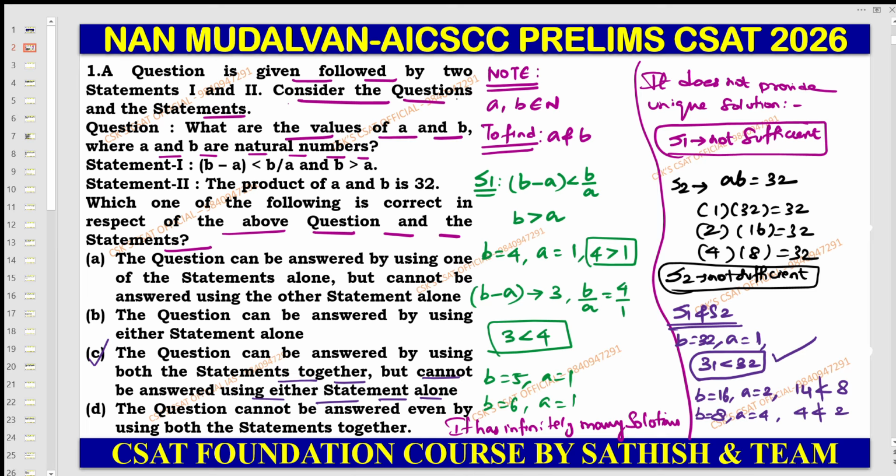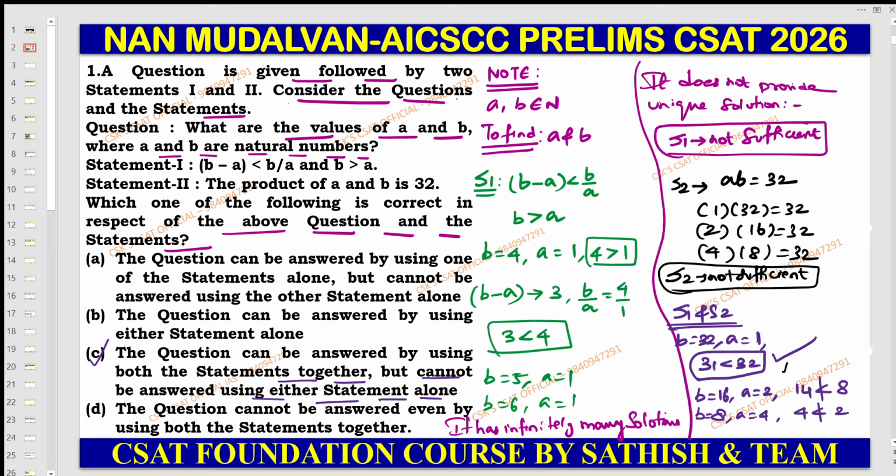So I am taking B is equal to 32, A is equal to 1. What is B minus A? 31. B by A is 32. Yes, it satisfies, 31 is lesser than 32. When I am checking with the pair 2, 16, that is A is equal to 2, B is equal to 16, and vice versa, so B is equal to 16, A is equal to 2.